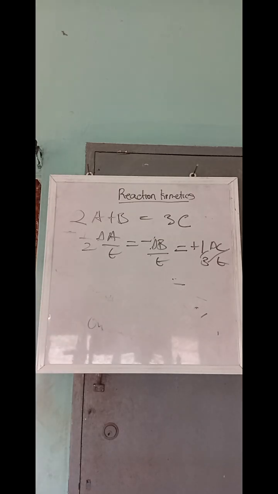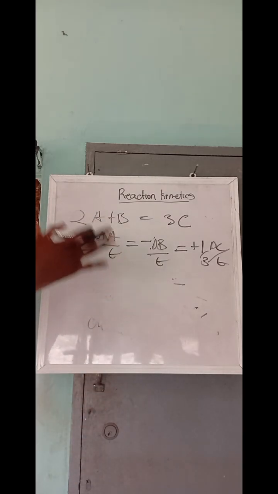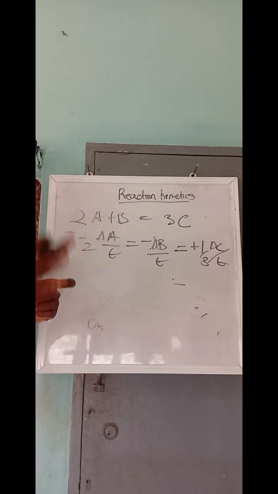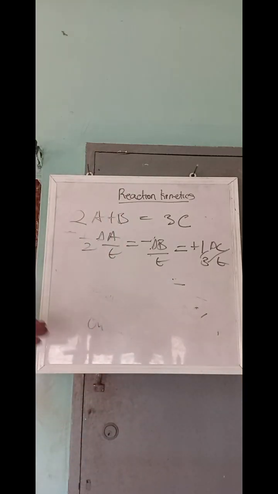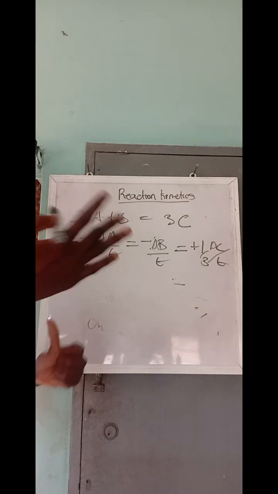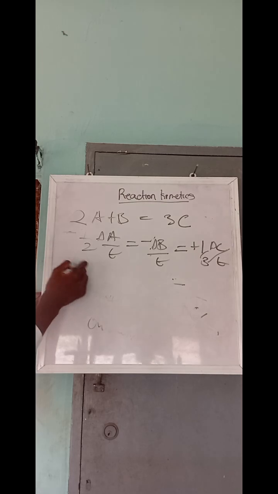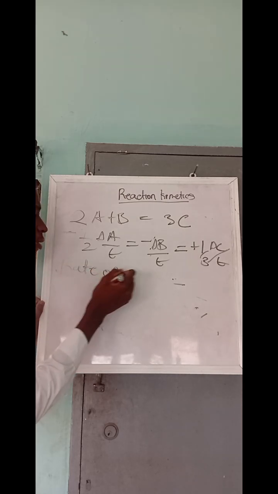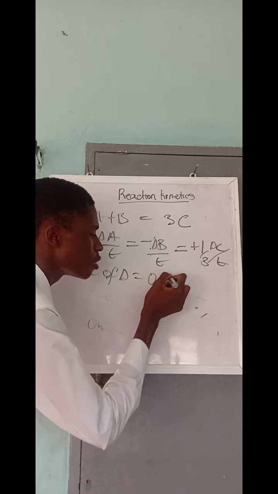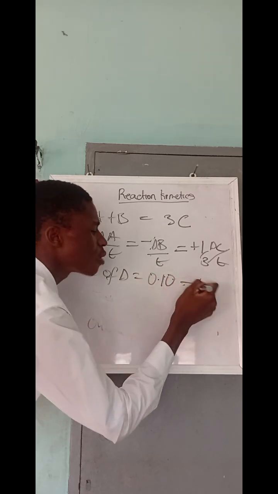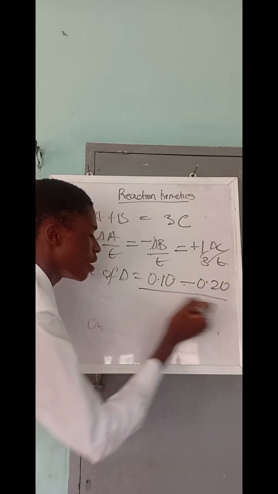In any particular question, they can give you the concentration of a reactant and ask you to calculate the rate of chemical reaction. Assuming I was told that initially the concentration of A is 0.20 moles, and after it has been transformed into products, it decreases to about 0.10 mole. Then my rate of chemical reaction of A will now be equal to 0.10 mole, that is the final, minus 0.20 moles, over the change in time.